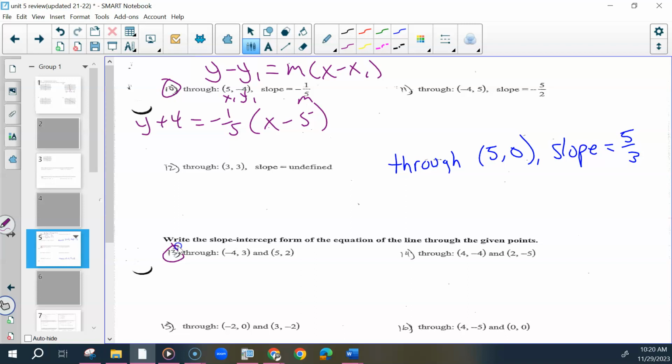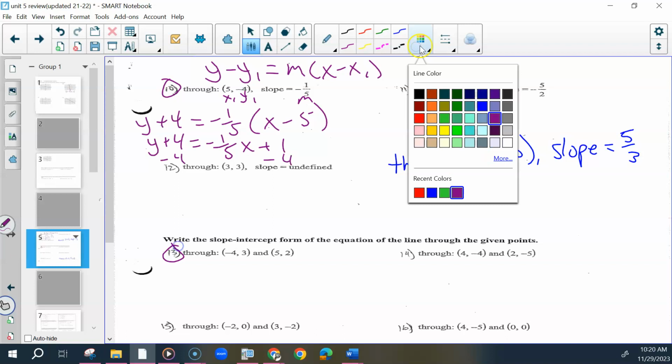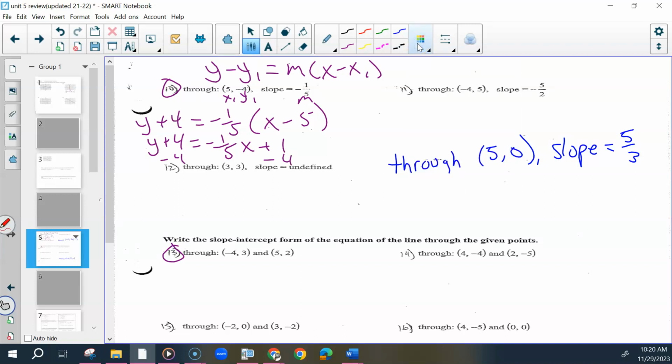Distribute the -1/5. And then get rid of the 4. So that our final equation would be y equals -1/5 x minus 3. Questions on that one before we do 13?